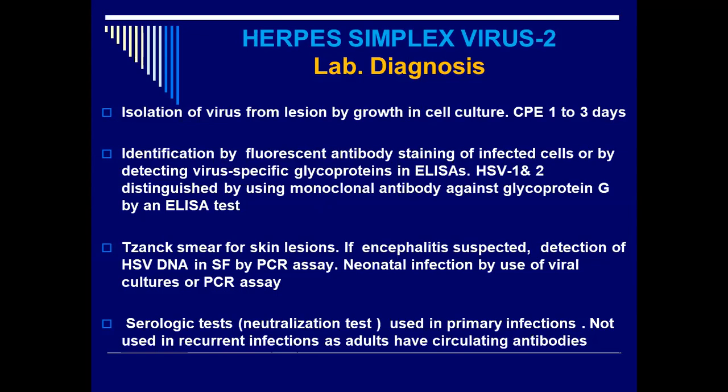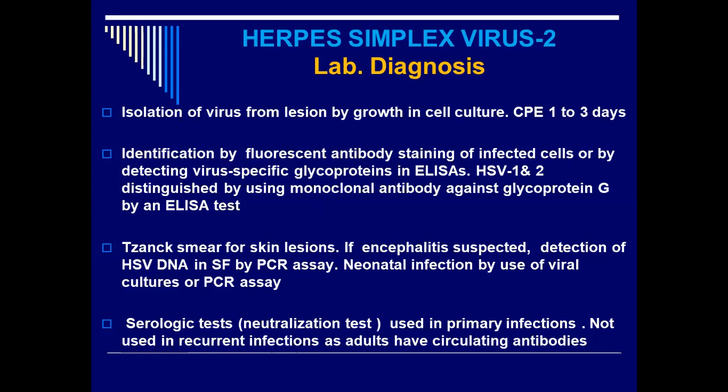And they are designed against glycoprotein G, and this can also be tested by ELISA. So if you use monoclonal antibodies raised against glycoprotein G in the ELISA, you can have a very accurate result for the detection of disease with HSV2. A Tzanck smear, as we have seen, is made from the lesions on the skin.